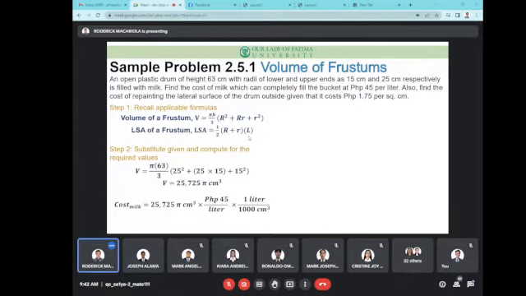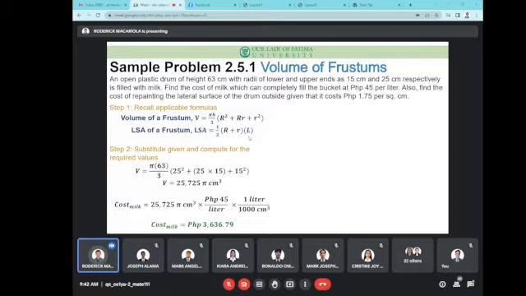Sir, try lang po. 3,600.79 pesos po. 3,636.79 pesos. Very good. Thank you so much. Tama yon. So, ganyan ka mahal para mapuno yung plastic drum.